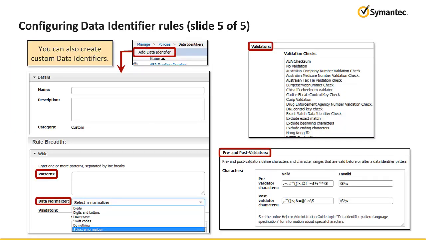Finally, you can define custom data identifiers. To create a custom data identifier, you specify one or more detection patterns, choose a data normalizer, optionally select one or more data validators and provide the data input if the validator requires it, and if needed, specify pre- and post-validators, such as characters and character ranges that are valid before or after a data identifier pattern. After the custom data identifier is configured, you can then use the custom data identifiers in your policies.